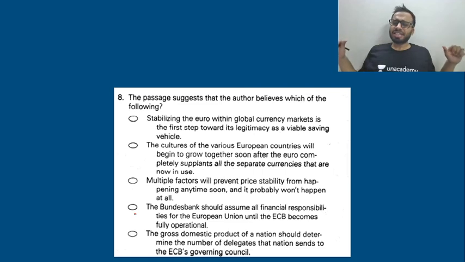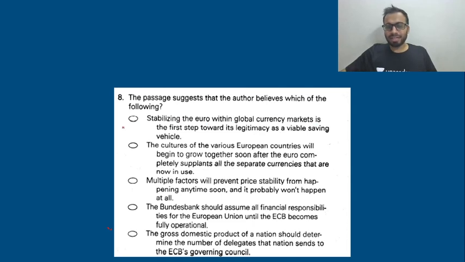The passage suggests that the author believes which of the following? Option A: Stabilizing the euro within global currency markets is the first step towards its legitimacy as a viable saving vehicle. Was there any talk about a viable saving vehicle? There wasn't any talk, so I can safely eliminate A. You can skim through the passage also to look for these words. You will not find these words.